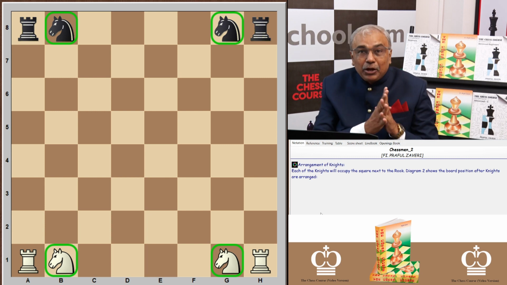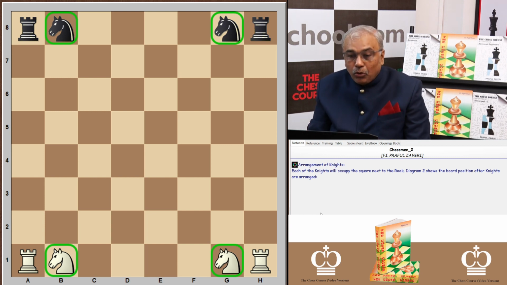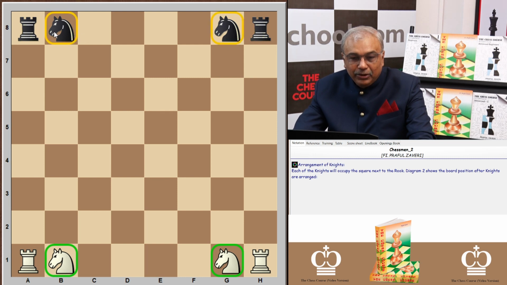We remember that there are 2 knights for each side. So the knights will occupy the square next to the rook. The diagram in front of you, the position in front of you as well in the book, shows the board position after knights are arranged. So we have 2 knights here arranged after rook, and then similarly for black we have 2 knights.